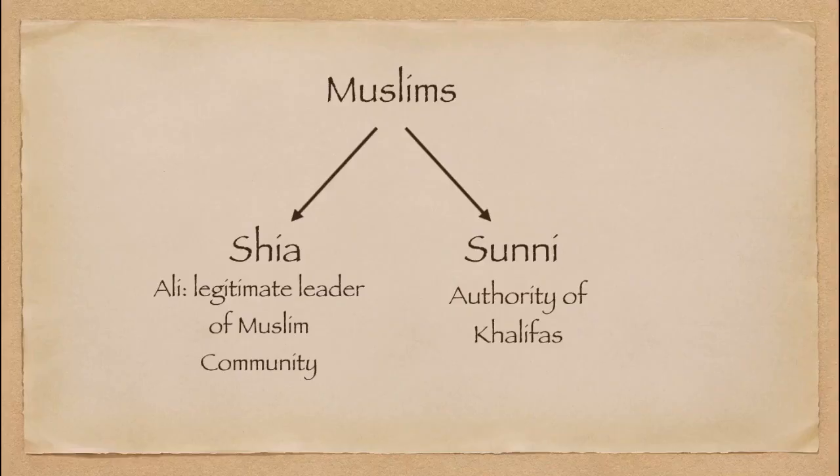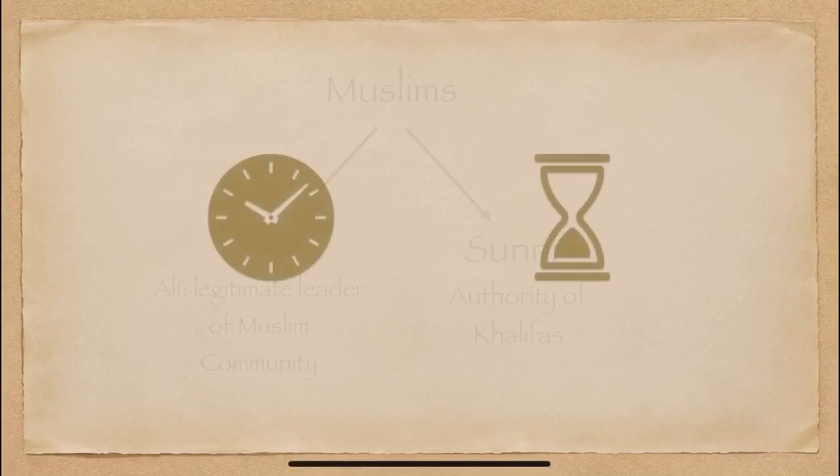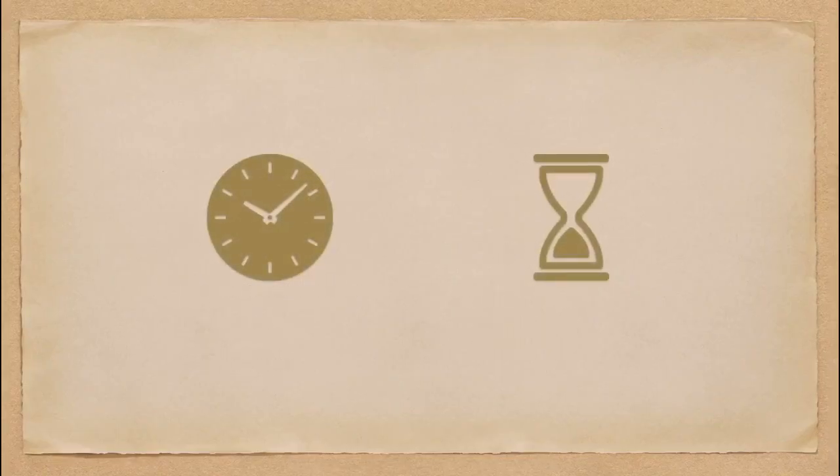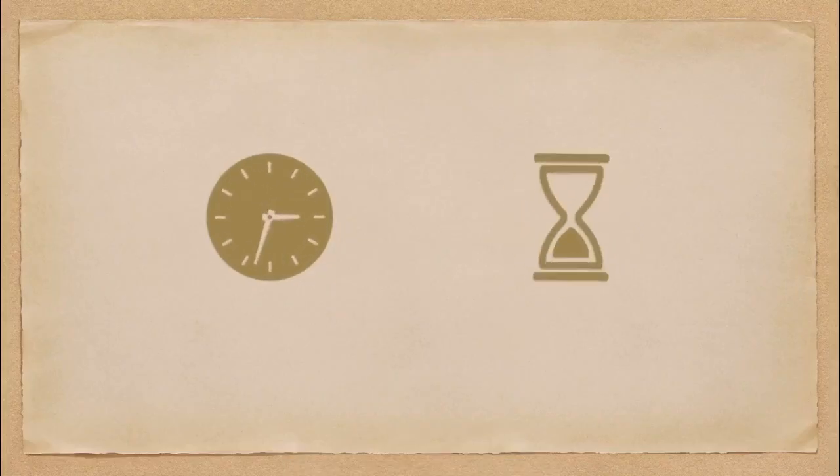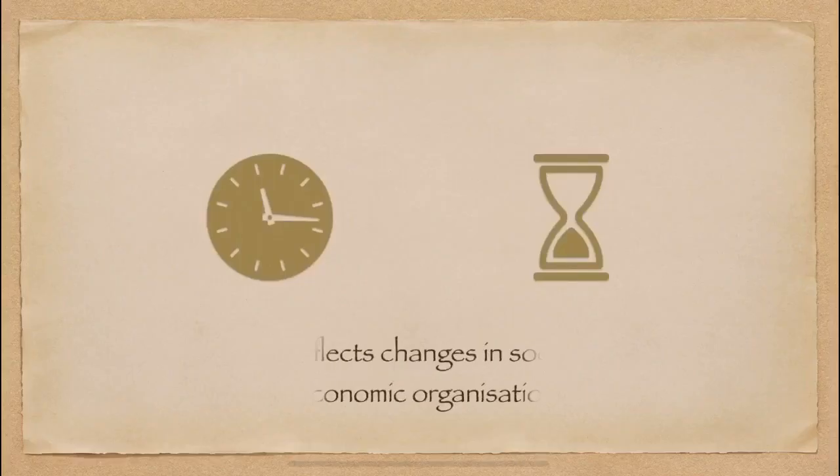Now, coming to the last topic, we will study about time and historical periods. So, historians do not see time just as a passing of hours, but instead, time reflects social and economic organization, meaning with the passing of time, we can see how social and economic factors changed.